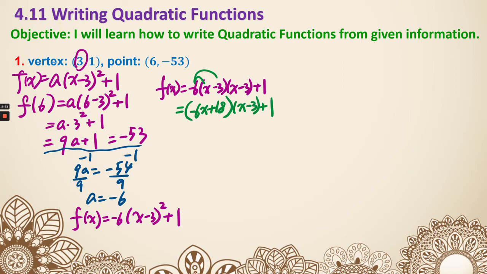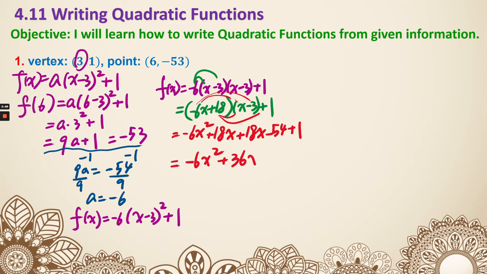This time I'm going to distribute everything. So I have negative 6x squared, and then I have plus 18x, I have another plus 18x, and I have minus 54 plus 1 on the end. Put together, negative 6x squared plus 36x minus 53. And that is my final answer right there, because this is standard form.